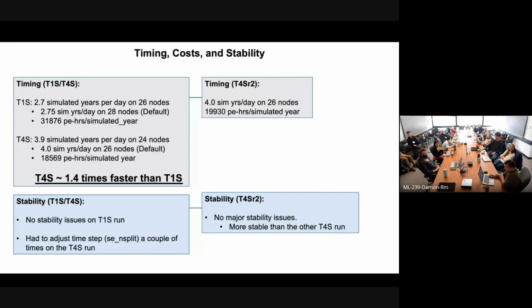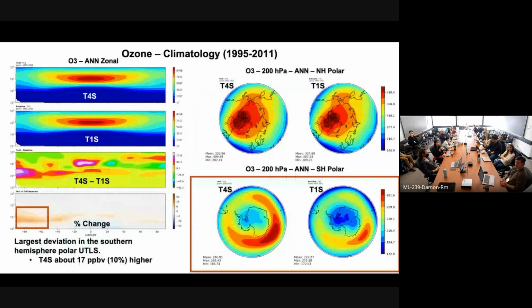As far as stability goes, no stability issues with the T1S. In the first T4S that ran on the beta 02 tag, I did have to adjust the time step several times throughout the run to get past a few spots. Although with the second one, with the updated beta 04 tag, I didn't have that problem, and it seemed like it was stable. So that's good. And so now we look into some of the species that we're comparing.